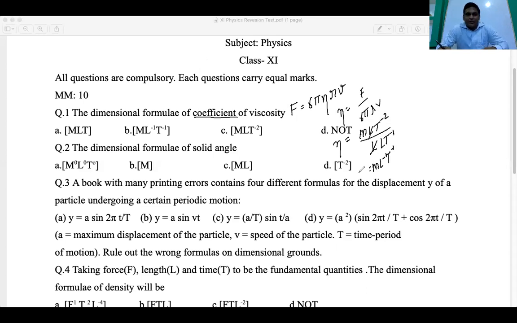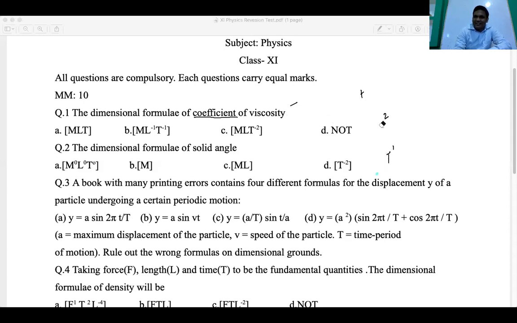Coming to the next question, that is a dimensional formula. M0 L0 T0, option number A. Solid angle has no dimensions. This is all about dimensional formulas. I already told you that there are two physical quantities known as supplementary quantities. They have units but no dimensional formula. Among them is solid angle. So solid angle has no dimensional formula, and for that you can write M0 L0 T0.